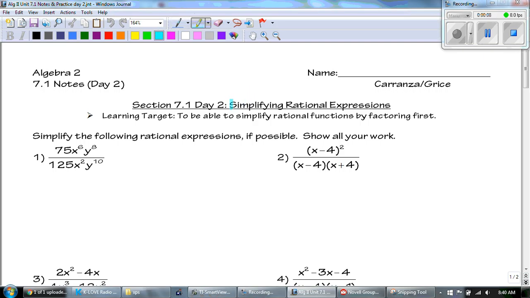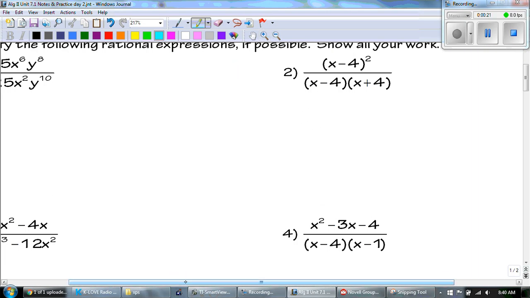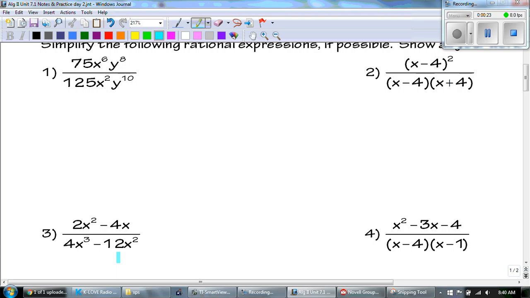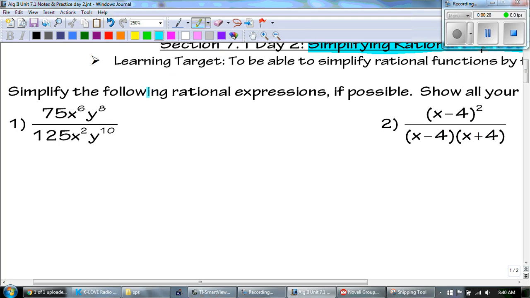Today we are continuing our discussion on simplifying rational expressions. Our learning target today is to be able to simplify rational functions by factoring first. Zooming in. So, directions say to simplify the following rational expressions if possible, and then show all your work.